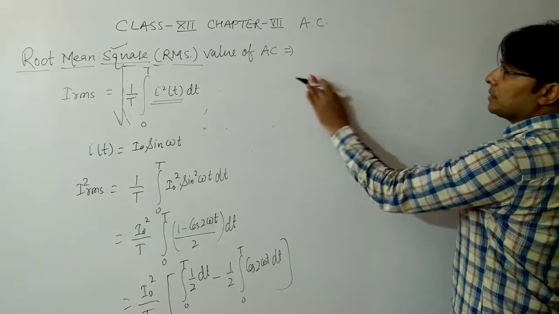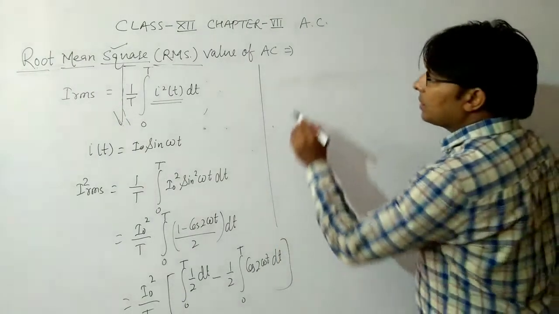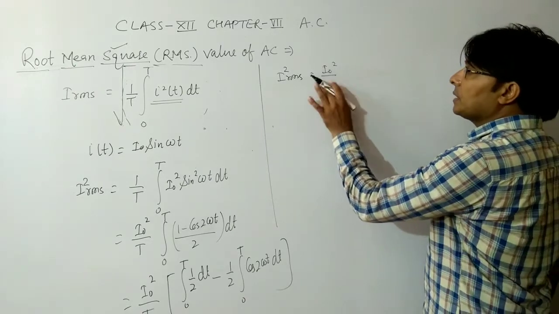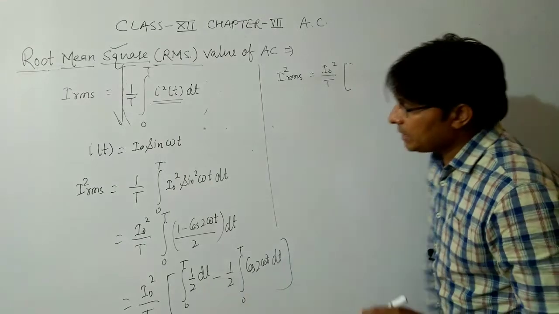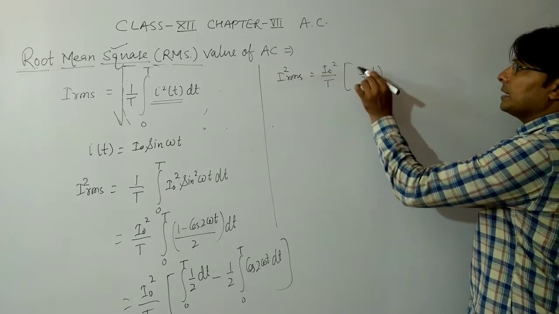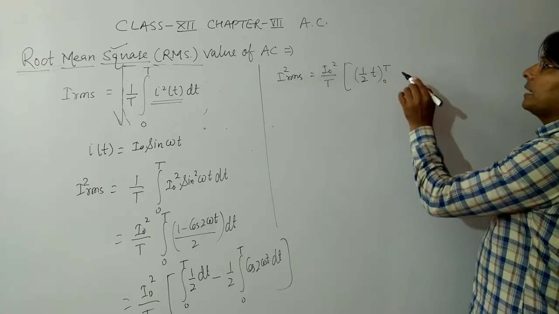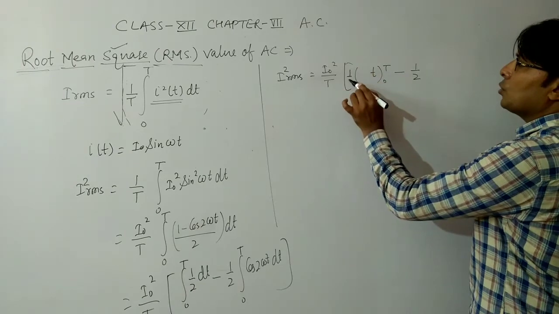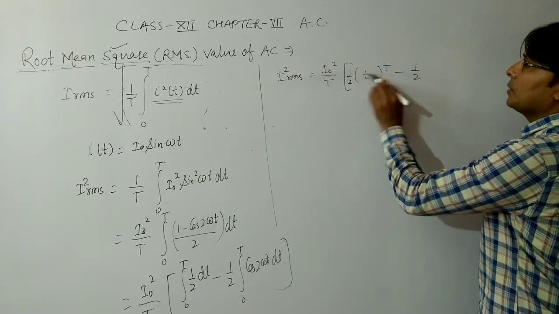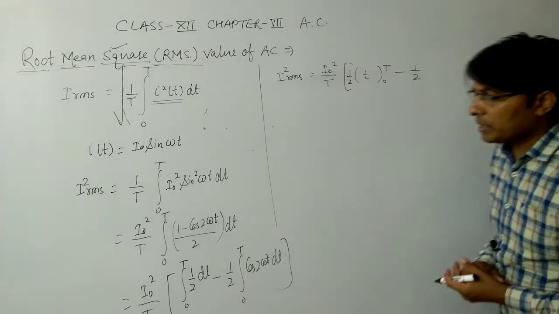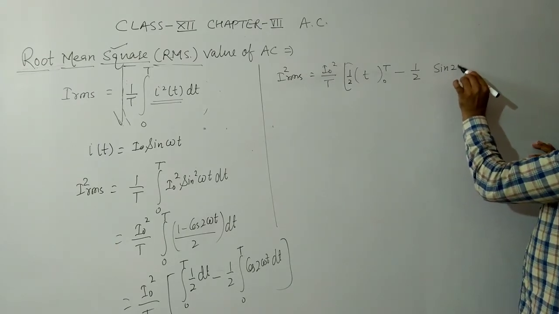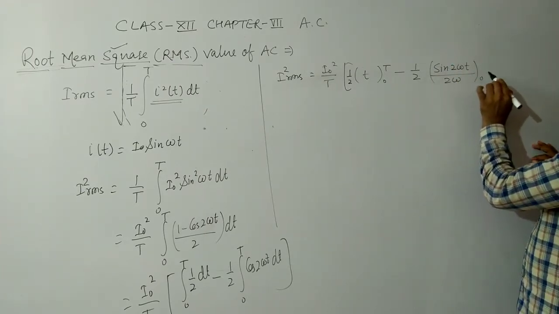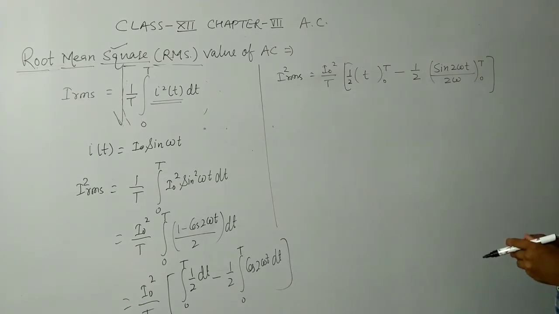Now on solving this integration, I square RMS is equal to I naught square upon T, and the integration of half dt will be half t, and the limit will be from 0 to T, and minus this will remain as half, or we can also take this half outside the limit because there is no role of this half in the limit, minus half, and the integration of cos 2 omega t, you know, is sine 2 omega t divided by the differentiation of 2 omega t, that is 2 omega, and the limits are from 0 to T. So this is how we can simplify this integration.